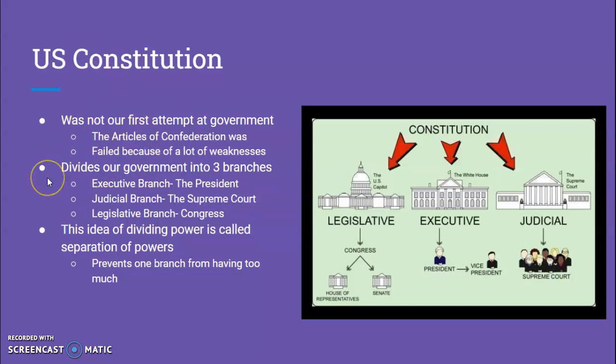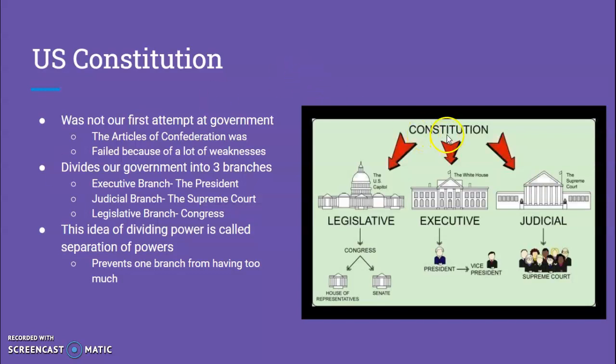The U.S. Constitution divides our government into 3 branches. We have the executive branch, which is led by the president, the judicial branch led by the Supreme Court, and the legislative branch led by Congress. The idea of dividing all this power is called separation of powers. The reason we do that is because we're scared of a king. We don't want to give a lot of power to one person, so we divide those powers into 3 branches so not one branch has too much power.